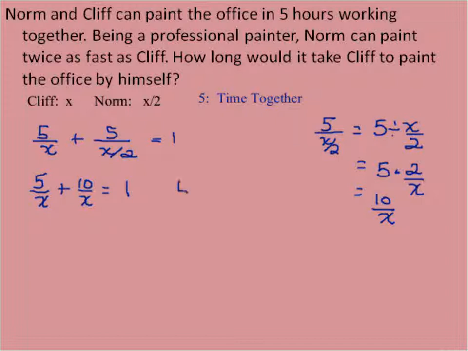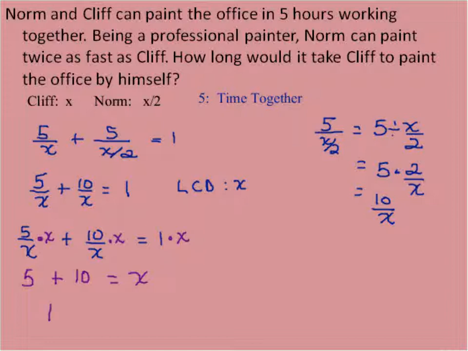So least common denominator here is just going to be your x. Because remember, if we have the same thing in both denominators, we only use it once for our least common denominator. And I'm going to multiply everything by x. Multiply everything by your least common denominator. And the x's cancel, giving us a 5. The x's cancel, giving us a 10. And 1 times x is x. So 5 plus 10 is 15. And I have my answer for the amount of time it takes Cliff. Oops, 15 hours. So I'm going to put that there.